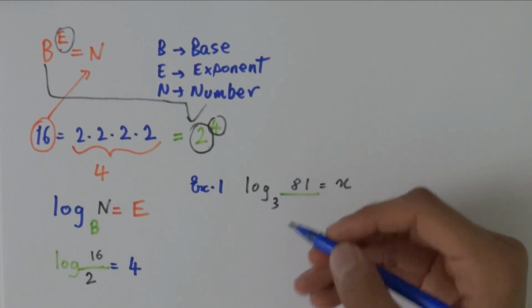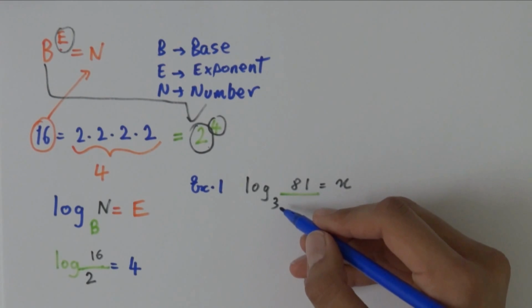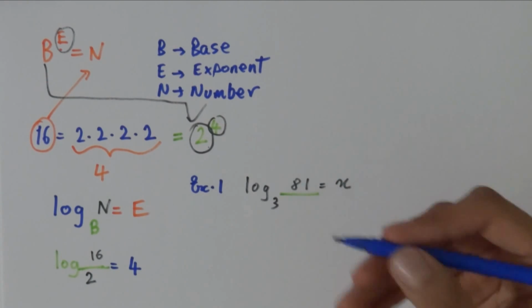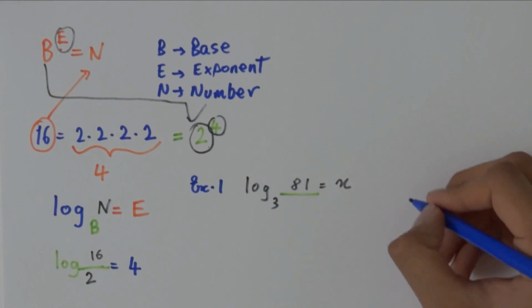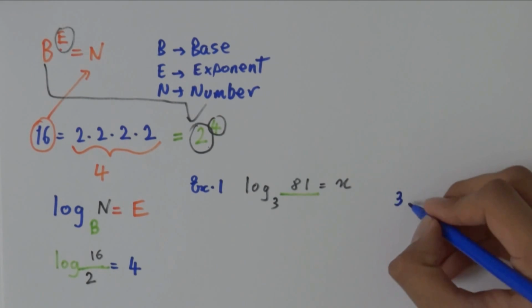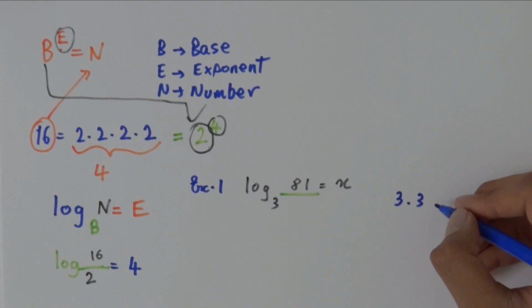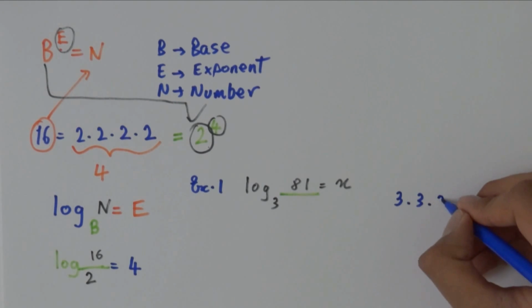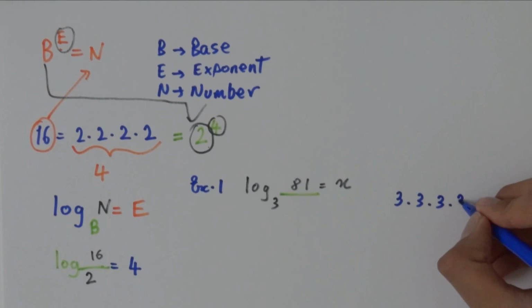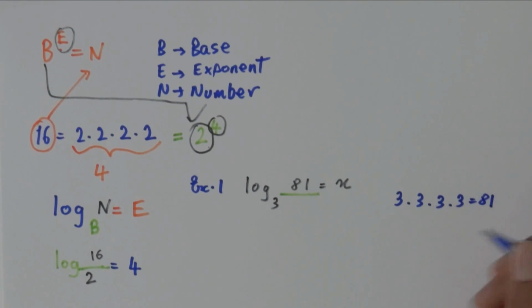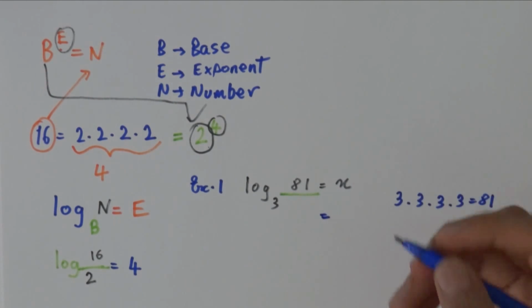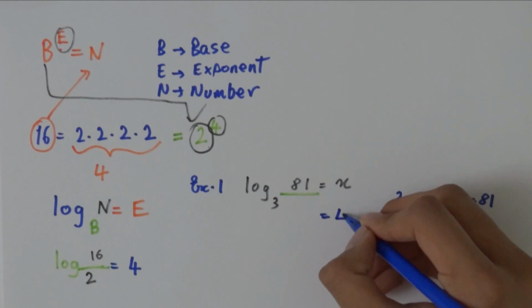So let's count together how many times do we need to raise 3 to get 81. So 3 into 3, let's try. 3 into 3, that's 9. That's 3 into 3, 9 into 3, 27 into 3, that's 81. So the answer to this should be 4.